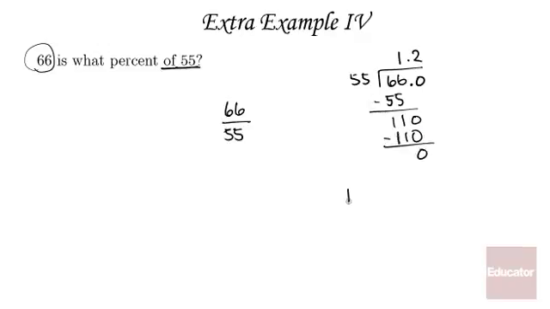So that means as a decimal it's 1.2, and as a percentage, remember that we need to move our decimal to the right twice. So it's 120%. Let's see if our answer makes sense. 66 is more than 55, so it's over 100%, it's 120%, and it is an additional 20%. So it's not only more than 55, it's an additional amount on top of that, which is 66.